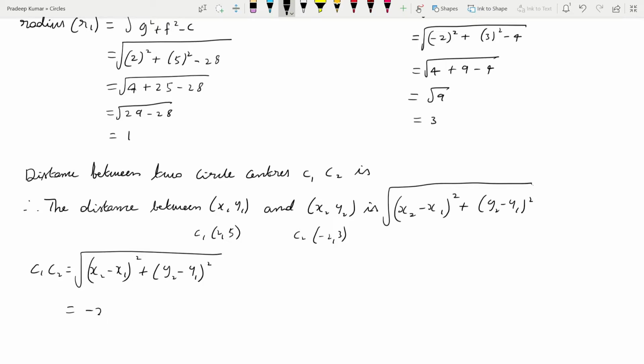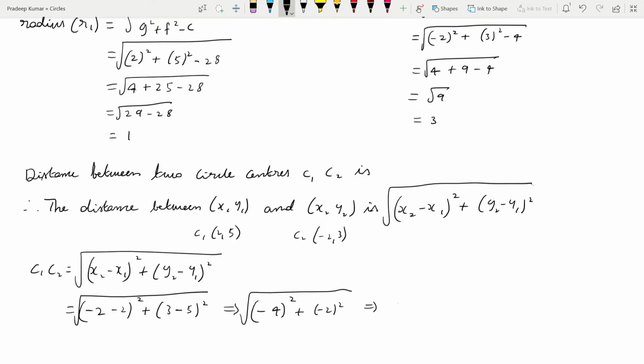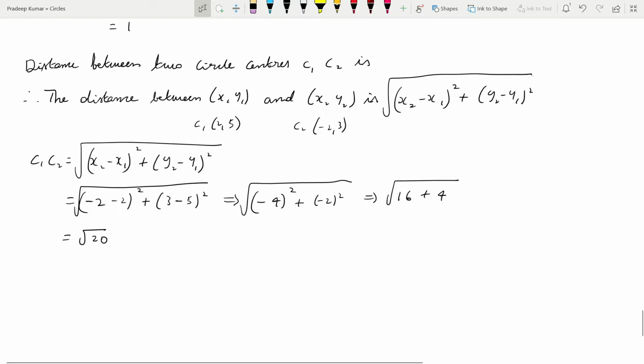Here x2 is minus 2 and x1 is 2, so here I can write square, plus y2 is 3 and y1 is 5, whole square, under root. Let's solve this further. This is minus 2 minus 2, which is minus 4 whole square, plus 3 minus 5, which is minus 2 whole square, under root. So minus 4 whole square is 16, and minus 2 whole square is 4. So 16 plus 4 gives root 20, which is approximately 4.4.